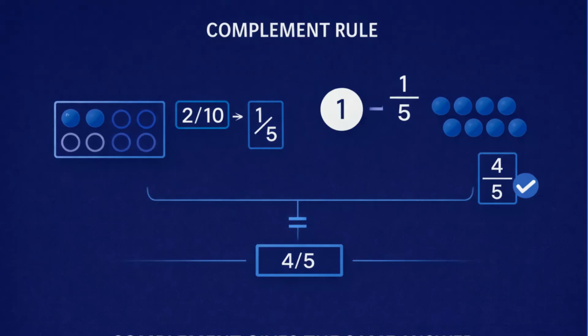We can also find this using the complement rule. The probability of selecting a blue marble is 2 out of 10, which simplifies to 1/5. Subtracting 1/5 from 1 gives 4/5. Again, the complement approach gives the same answer.